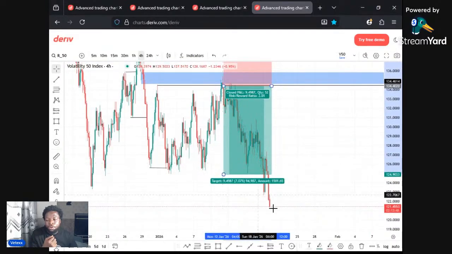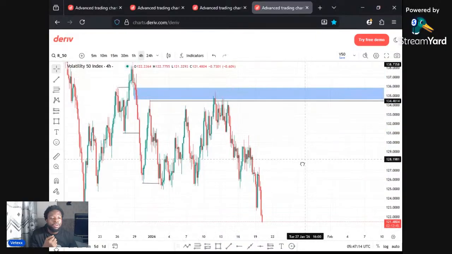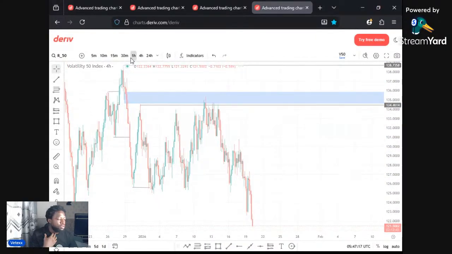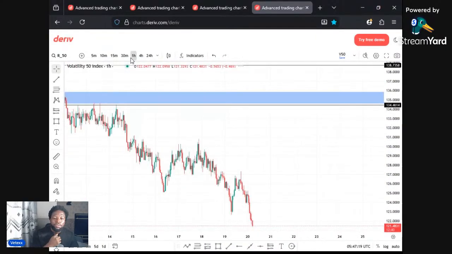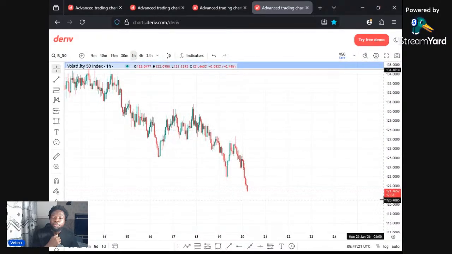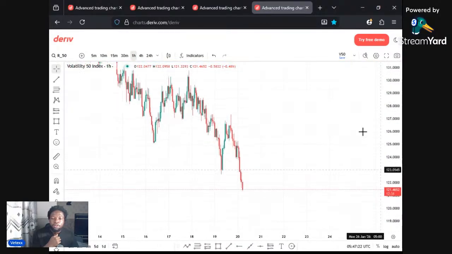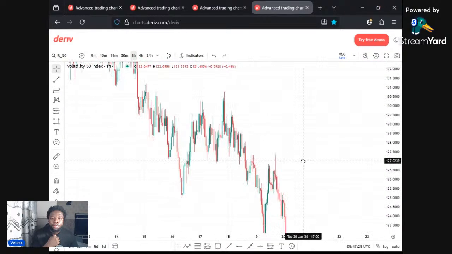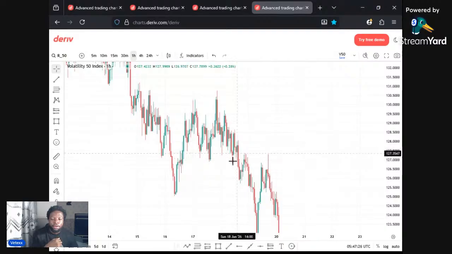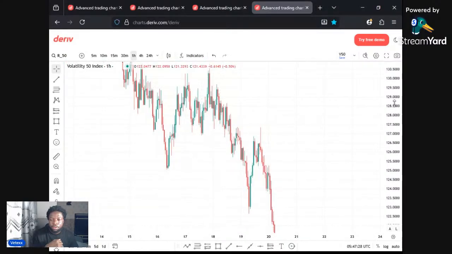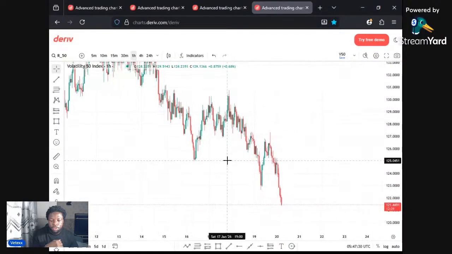Now what do we do? Let's get down to the 1-hour time frame. If you are going to spot another continuation on the 1-hour time frame, that's going to be what you are going to be anticipating next. So you can see clearly we have a continuation right here, which is this.